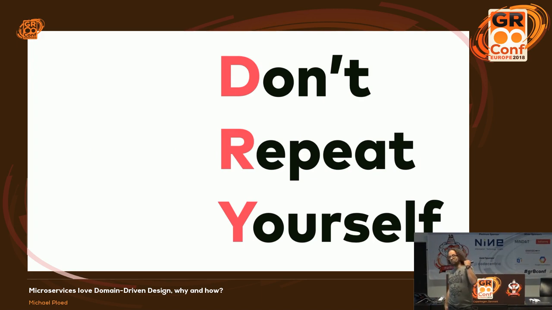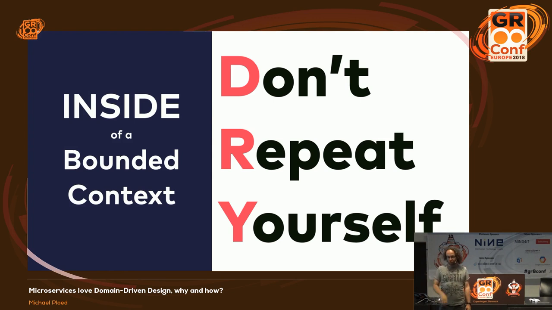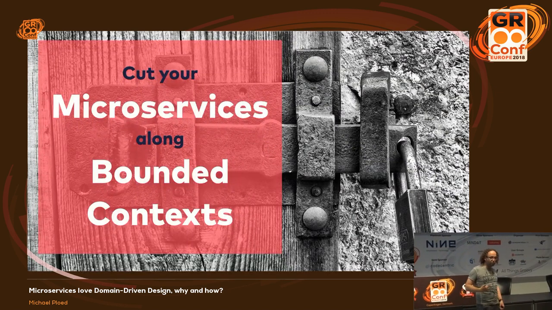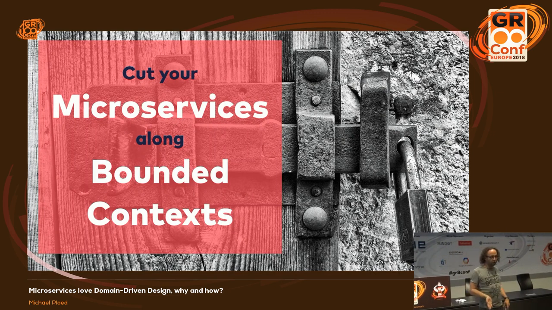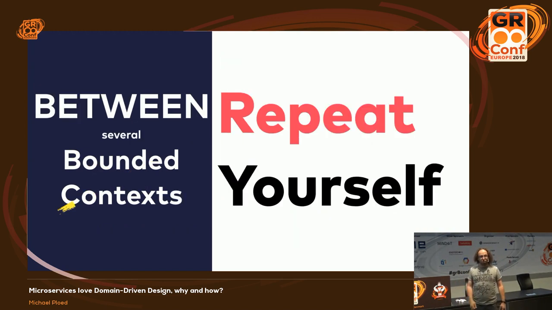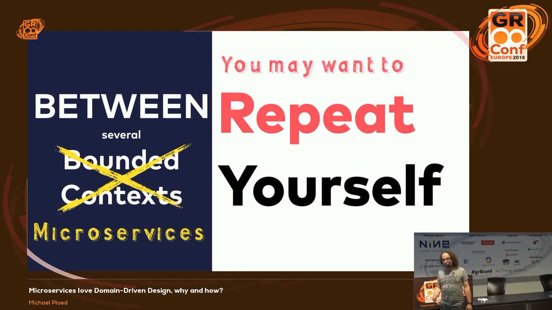Now, there is a very good, I would say, slogan in the IT world, the DRY principle, like don't repeat yourself. I would say everyone thinks that this is a good idea, yeah? Don't repeat yourself. I would say that is a perfectly good idea inside of a bounded context. But outside a bounded context, you may want to explicitly repeat yourself in order to achieve a higher decoupling between business capabilities, in order to gain that higher degree of velocity. So transforming that to microservices, when we say, let's cut our microservices along bounded context, we can take this mantra and say, don't repeat yourself inside a microservice, but between microservices, you may want to repeat yourself.